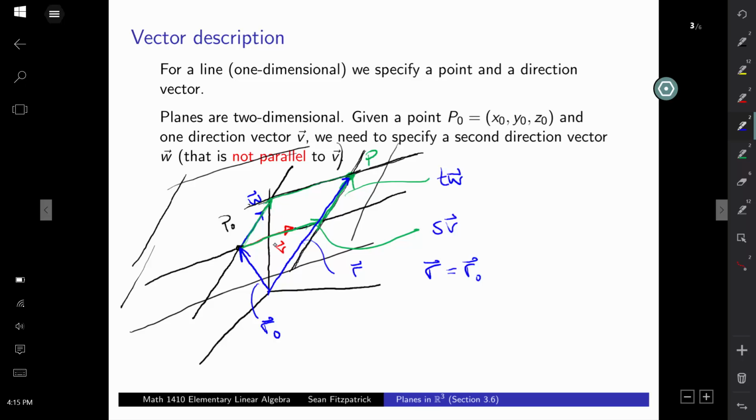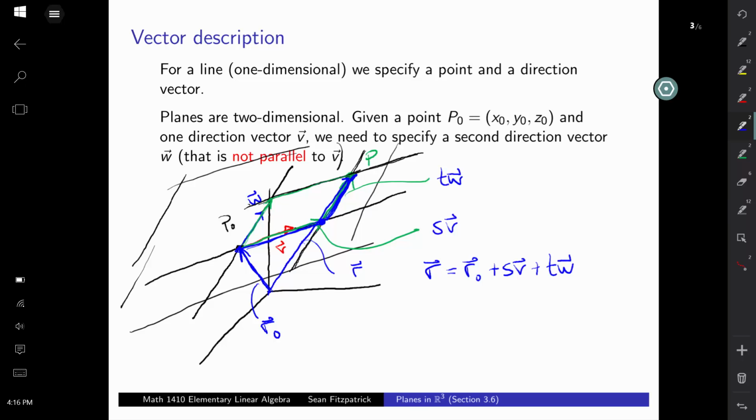And then I travel in the direction of v for a little while, so I need to add on s times v. I go from here, now I'm here, I add s times v, now I'm over there. And now I need to get the rest of the way to P. I need to travel this distance, and that means I need to add on t times w.